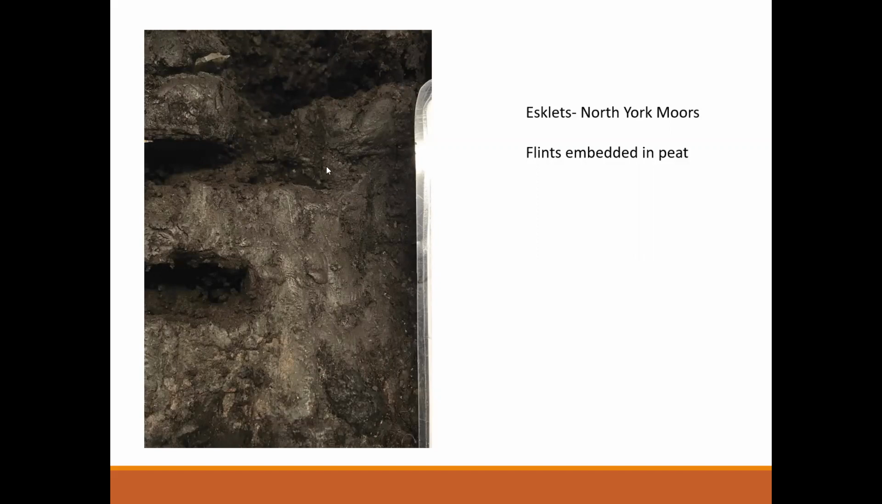And my final slide then is another location on the North Yorkshire Moors called Esclitz, where we've got 3 blocks of peat extracted from an area fortuitously found right by a footpath, where there are late Mesolithic age flints actually embedded in the peat. So there's some evidence that there was actually somebody there at that time.